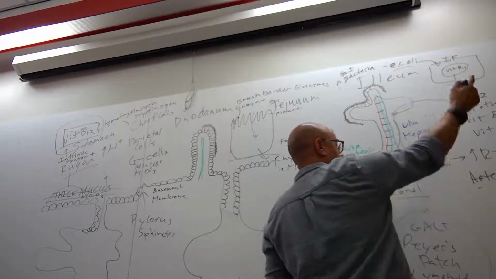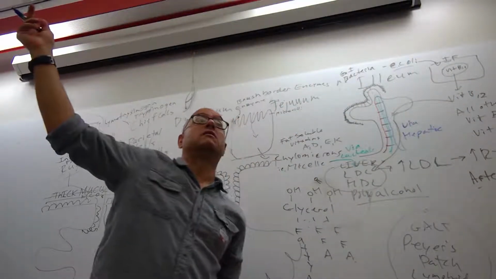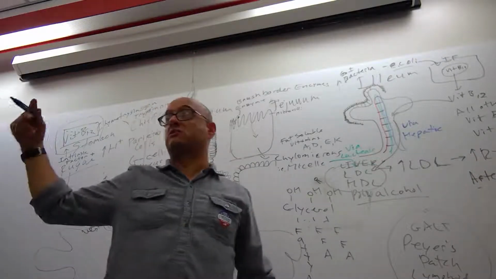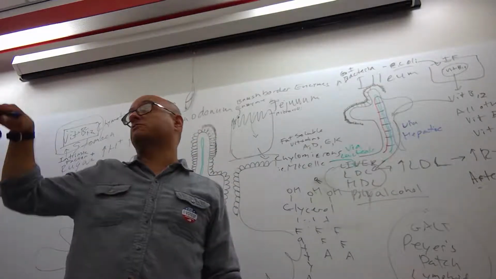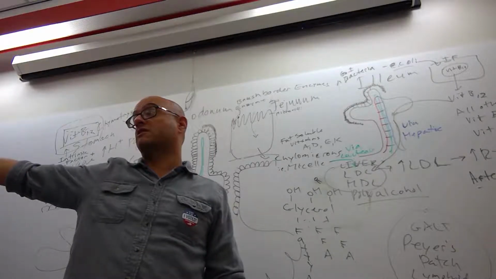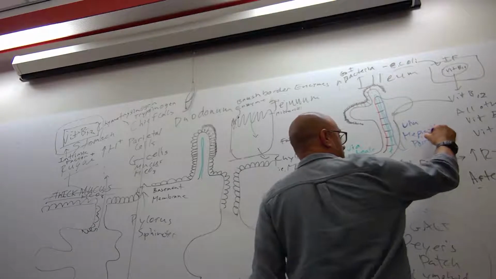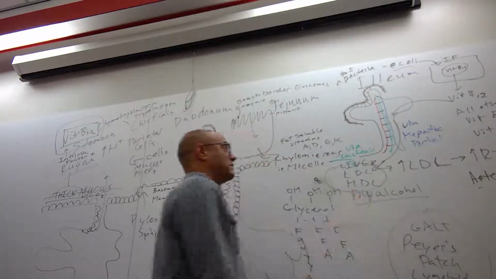The reality is it's superior mesenteric to the hepatic portal. And the superior mesenteric is going to meet up with the splenic, and the splenic already met up with the inferior mesenteric. See? So ultimately this is going to the hepatic portal vein to the liver.